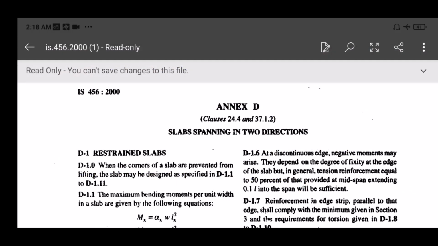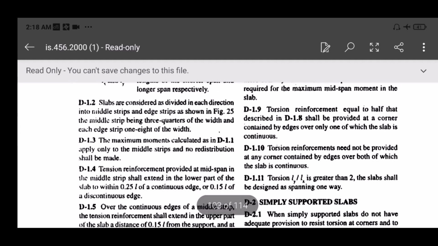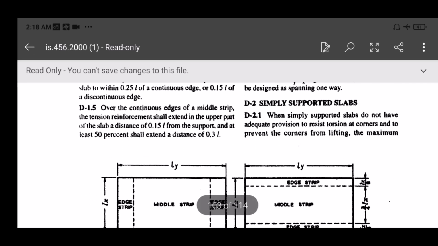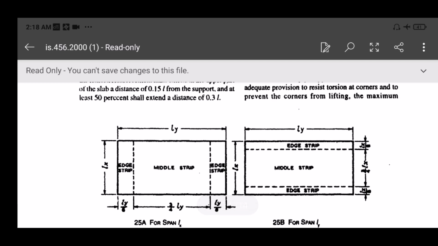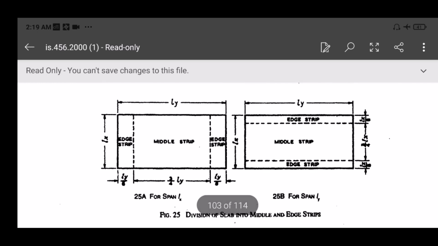So now Annex D of IS 456/2000, as per clause number D 1.2, slabs are considered as divided in each direction into middle strip and edge strips as shown in figure 25. This is figure 25. So for reinforcement arrangement, in the middle portion, middle strip reinforcement is given, and in the edge portion, edge strip reinforcement is given.